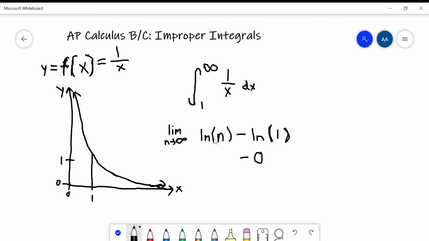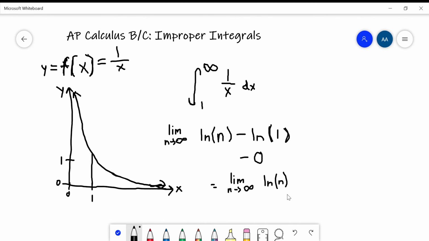And so what we can do is we can find out if, so I'll take this to the next line, is equal to the limit as n approaches infinity, and that is going to be the natural log of n minus 0, and minus 0 obviously doesn't do anything. So once we have this, what can we do with it?